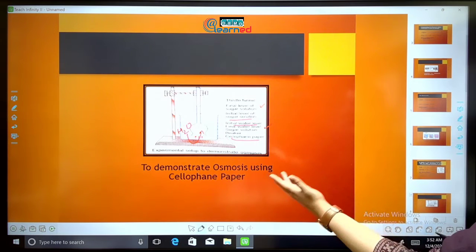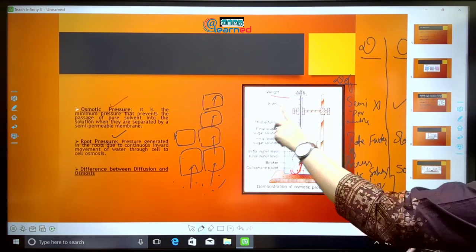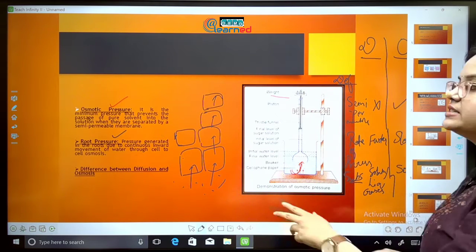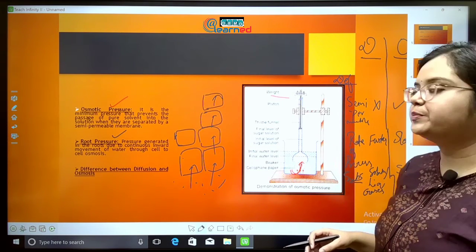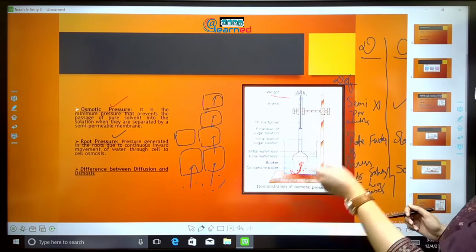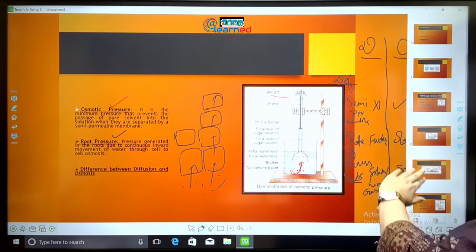Then osmosis, its laboratory setup. We studied osmotic pressure, which stops the process of osmosis after a period of time. And osmotic pressure gives rise to root pressure. Difference between diffusion and osmosis.